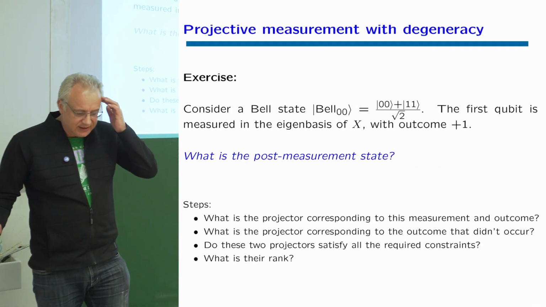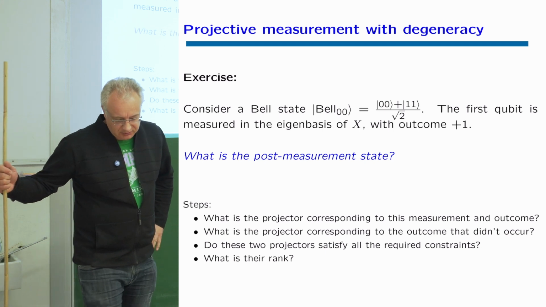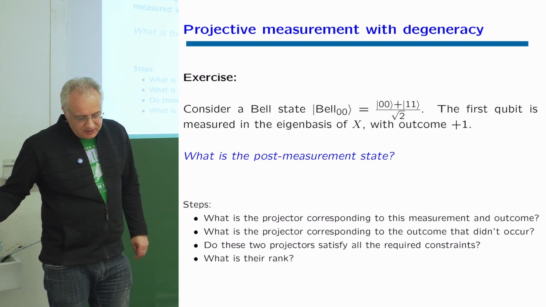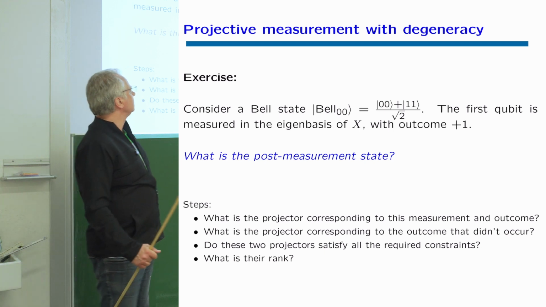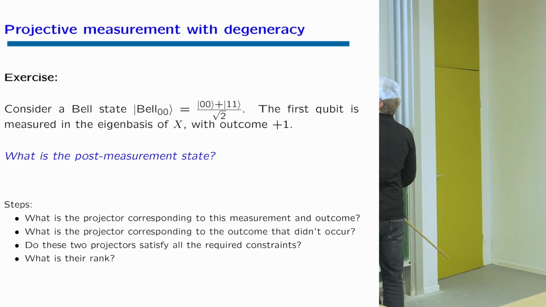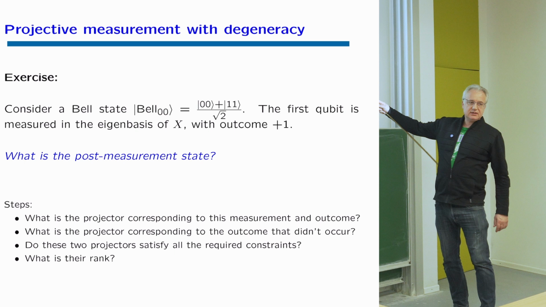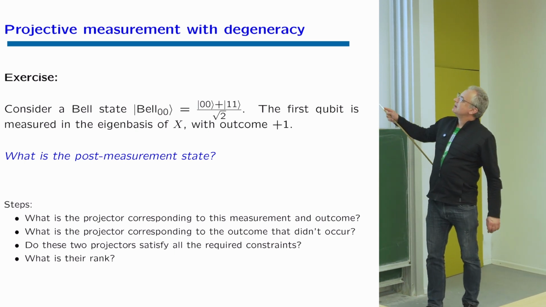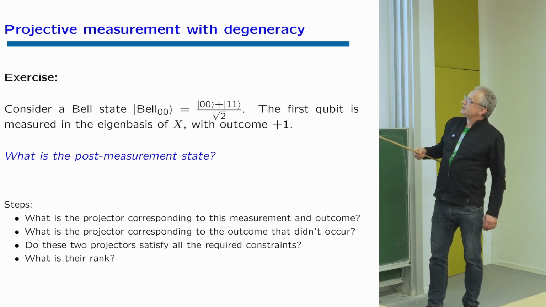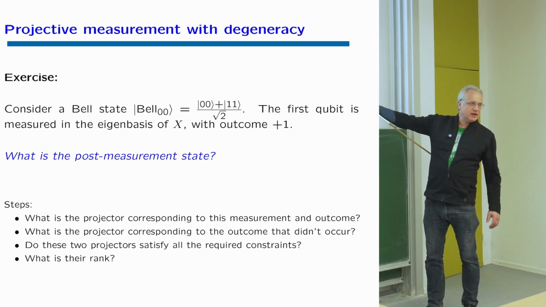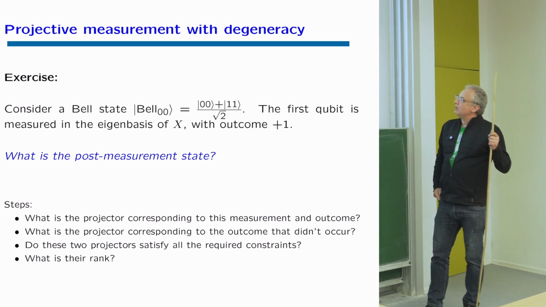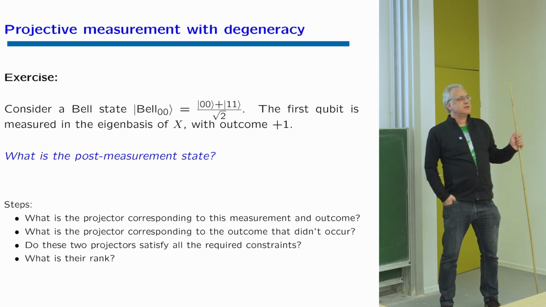Good, so now here was the exercise that we didn't really get to last time, yesterday. So I thought maybe just to check up a little bit, maybe we talk about it briefly. So this is the exercise. We start with the Bell state. Sorry, we haven't really talked about the tensor product yet, but maybe you know it anyway. It's a two-party state, and the first qubit is measured in the eigenbasis of x. So x component of spin is measured, and the outcome is +1. So what is the state after measurement?